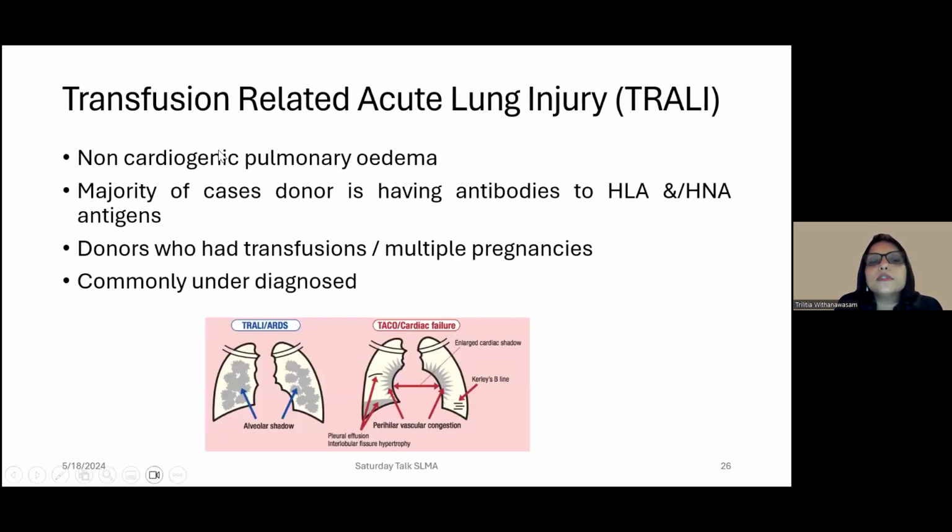This is a very important transfusion reaction, acute transfusion-related acute lung injury. We know it as TRALI.